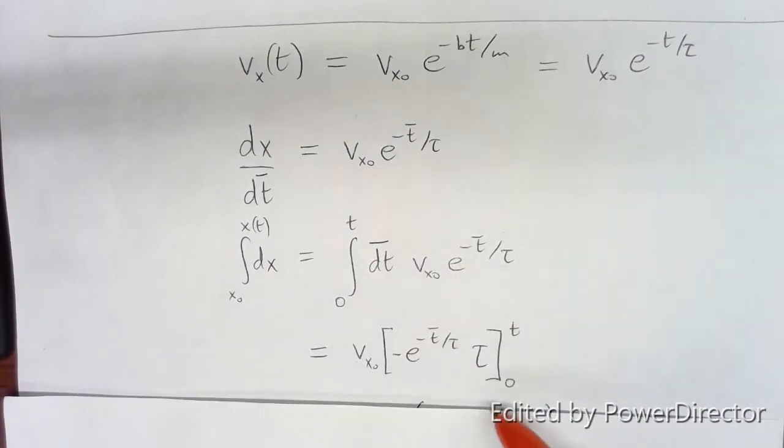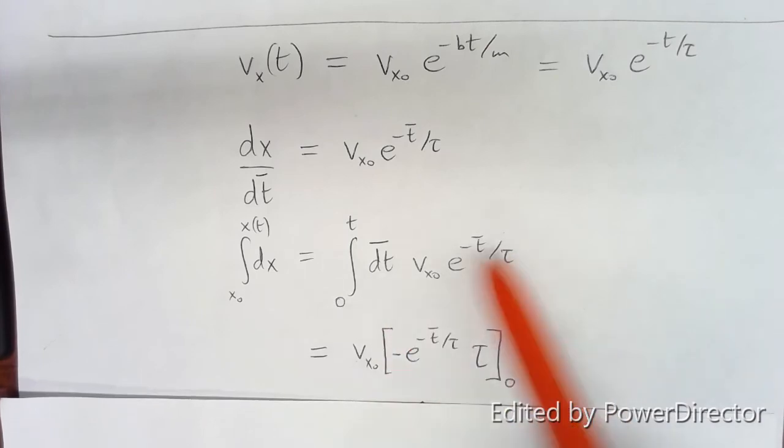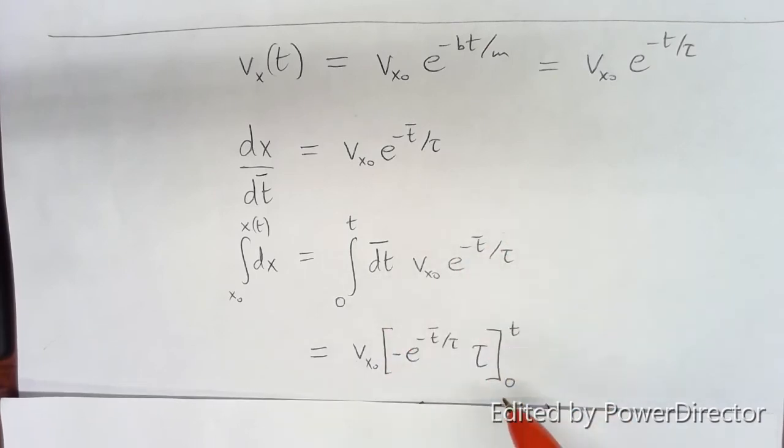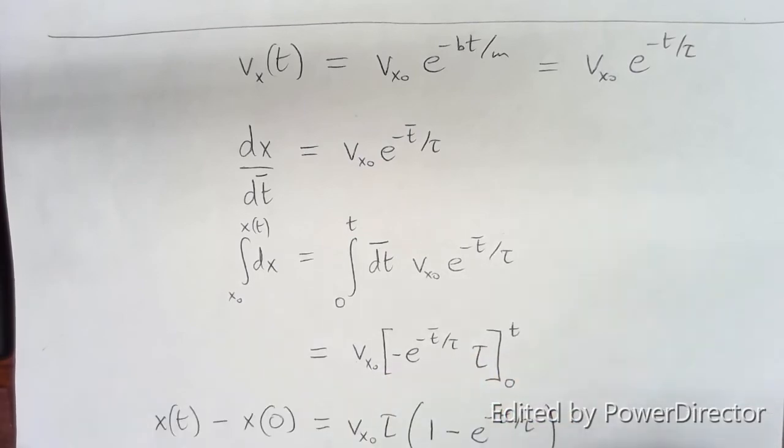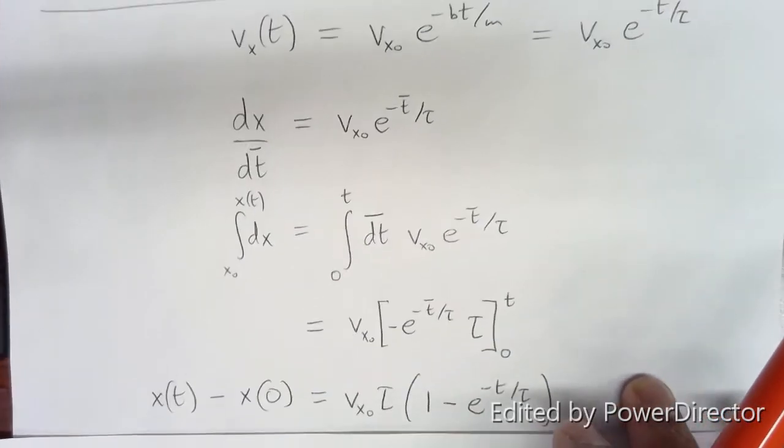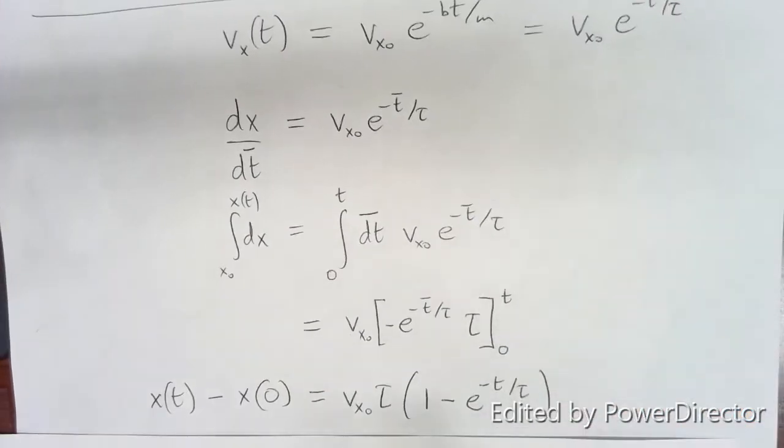You can evaluate that integral. Vx naught is a constant, so we just have an integral of an exponential, and that gives us an additional factor here of minus tau. And so we are left with x of t minus x of 0 equals Vx naught times tau times, in parentheses, 1 minus e to the minus t over tau.